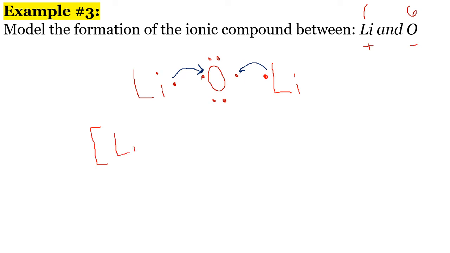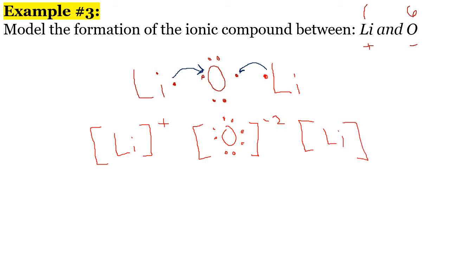We have lithium. Lithium lost an electron. Then in the middle, we have our oxygen. Oxygen has a total of 8 valence electrons. Okay. It gained 2 electrons, so it'll have a -2 charge. And then we have lithium. Lithium lost an electron, so it will have a +1 charge.